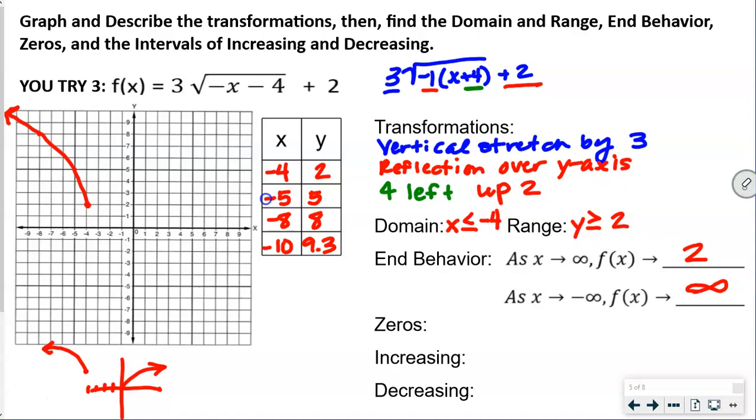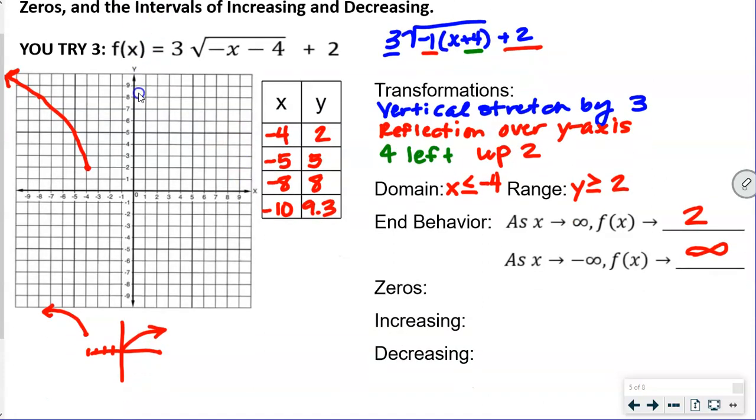Now, let's talk about our zeros. When we look at this graph, is this graph going to have any zeros, y'all? Is it ever going to intersect the x-axis? The answer to that is no. So this is going to have no zeros. So this is going to have none here.